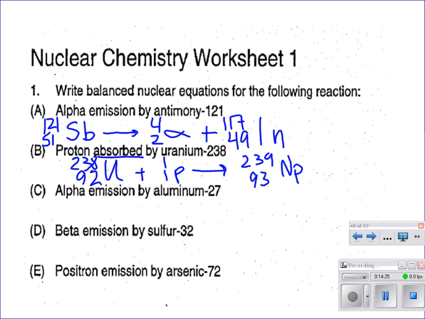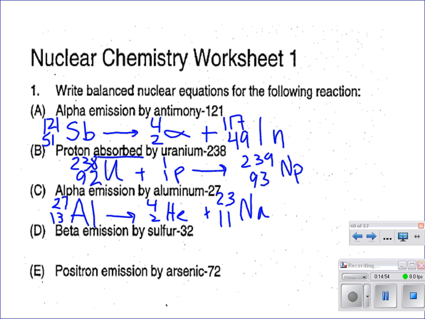Okay. All right, alpha emission by aluminum-27. What's aluminum's atomic number? And we do alpha emission, 4/2 helium. So what do we add to 4 to get to 27? 23. And we add 11. And 11 is sodium.